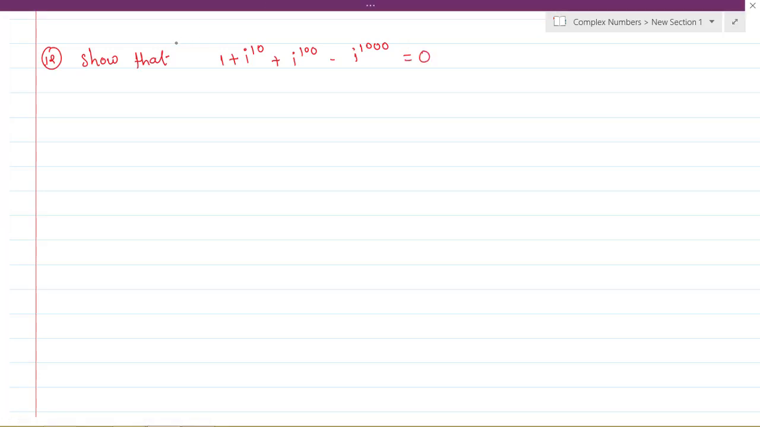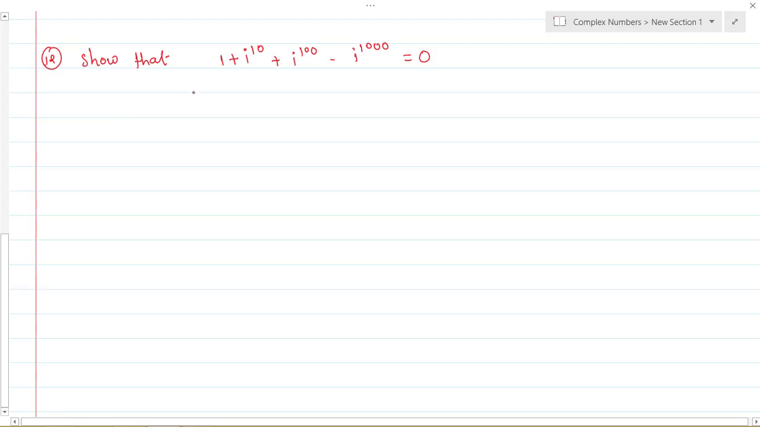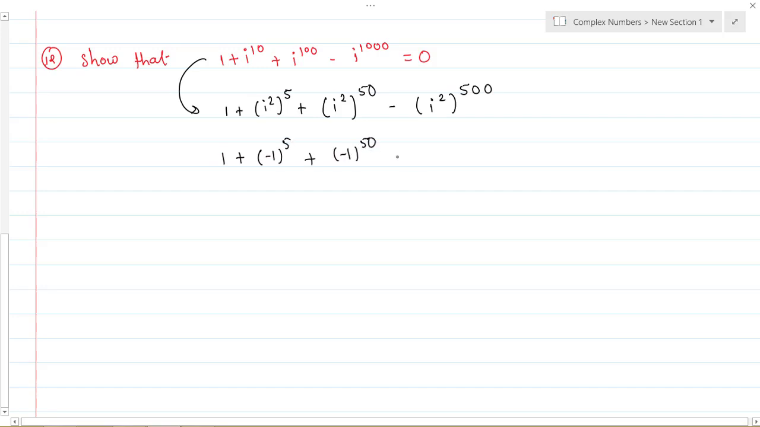Okay, so the first thumb rule is to convert any power of i in terms of squares. So 1 plus i^10 can be written as i squared to the power 5, plus i^100 can be written as i squared to the power 50, minus i^1000 can be written as i squared to the power 500. So it is 1 plus (minus 1) to the power 5 plus (minus 1) to the power 50 minus (minus 1) to the power 500.